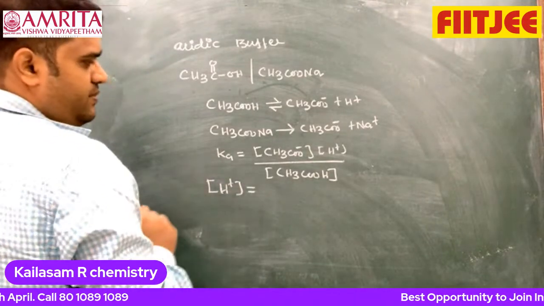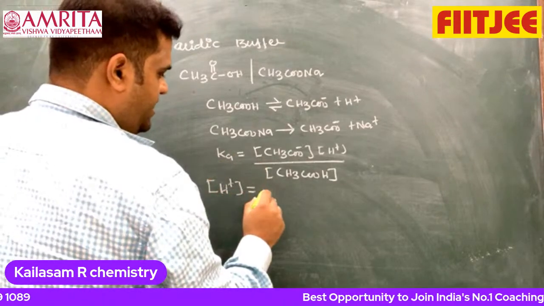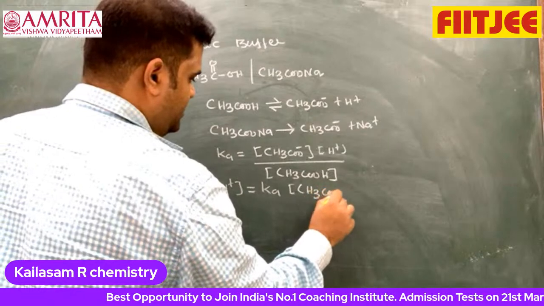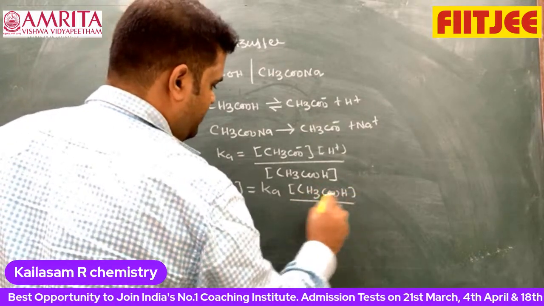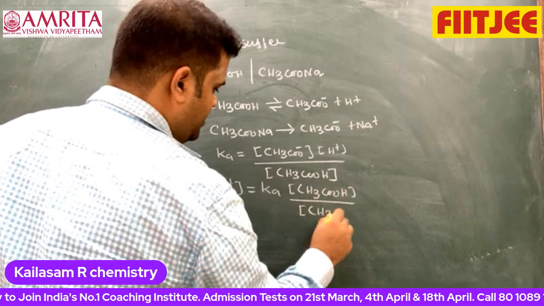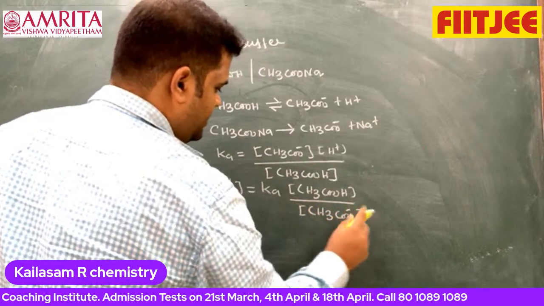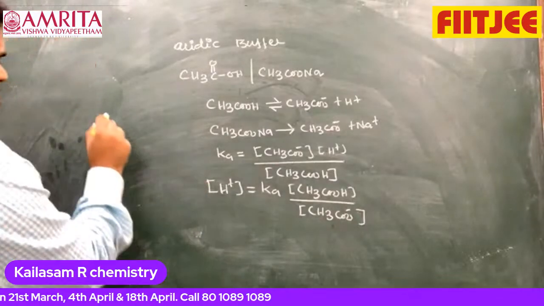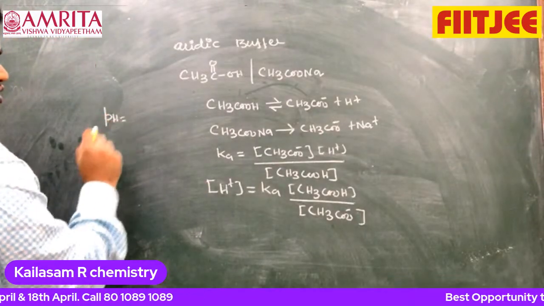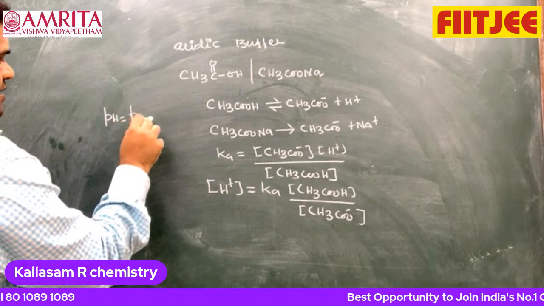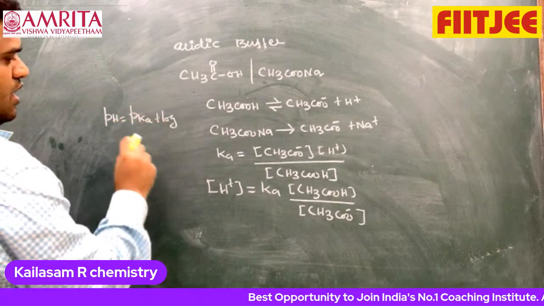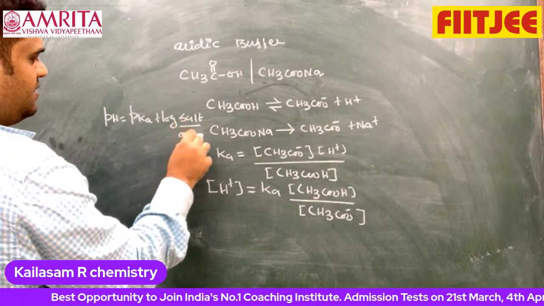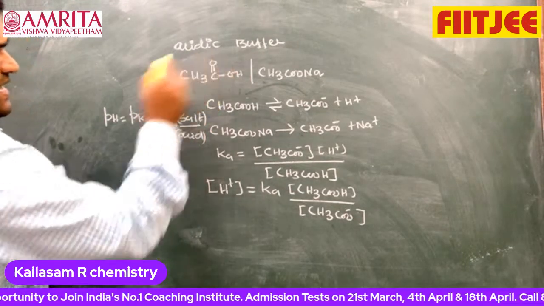So now, if I want to write H plus, H plus is equal to Ka times CH3COOH divided by CH3COO minus, which is nothing but the salt. Now take the negative logarithm. Now I am going to get pH is equal to pKa plus log of salt by acid. This is called acidic buffer.